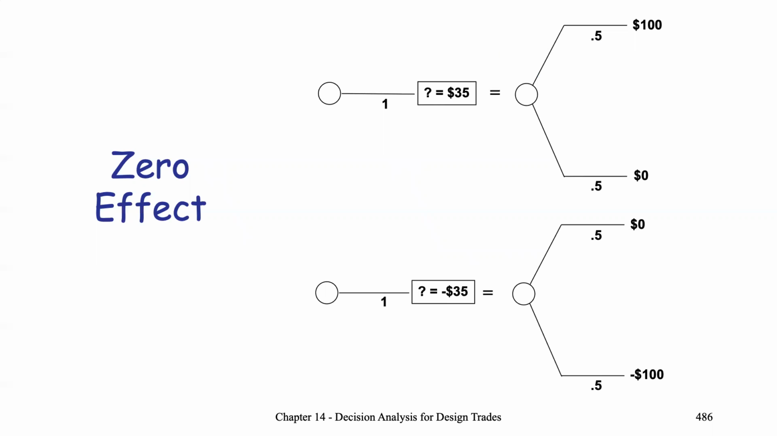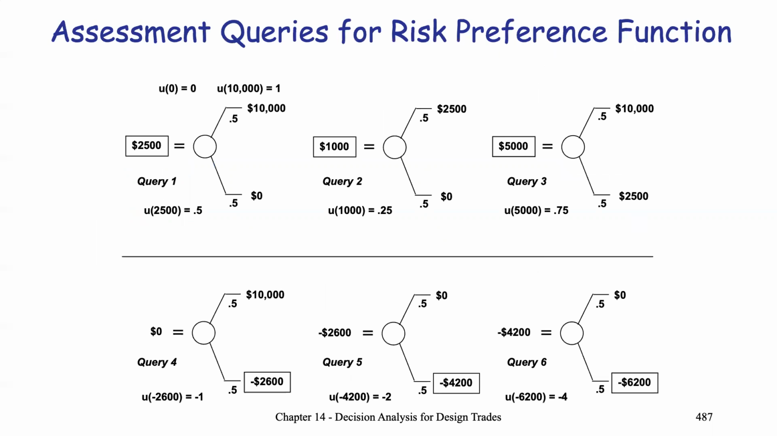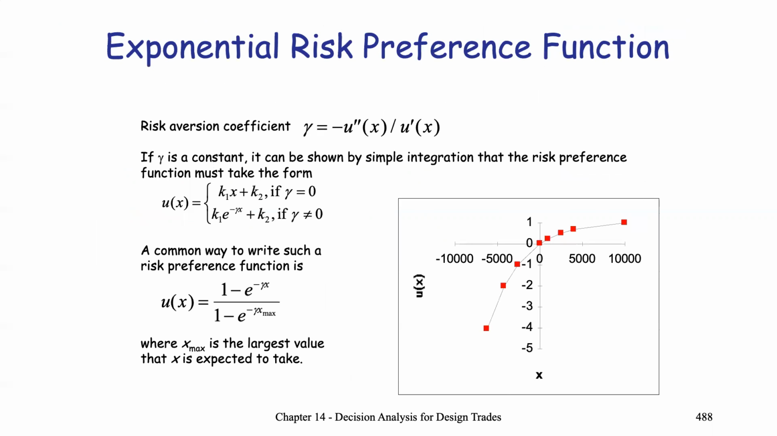In addition to this, talking about zero effect, and assessment queries for risk preference functions. So once again, I'm not going to talk about this for the sake of trying to focus on certain things within this material. For the exponential risk preference function, here we can see an example of how that might look, where we're deriving a risk preference function, and so we're laying that out here.